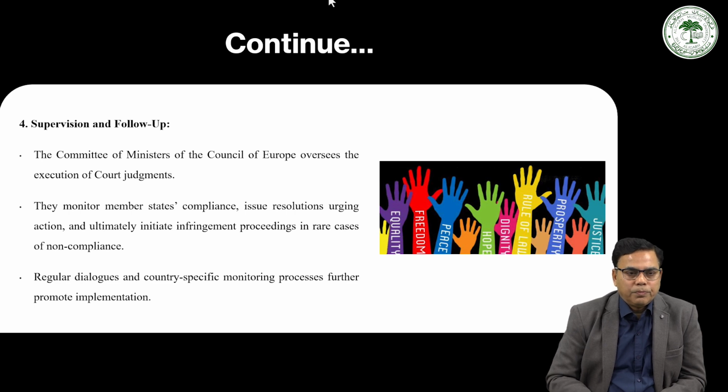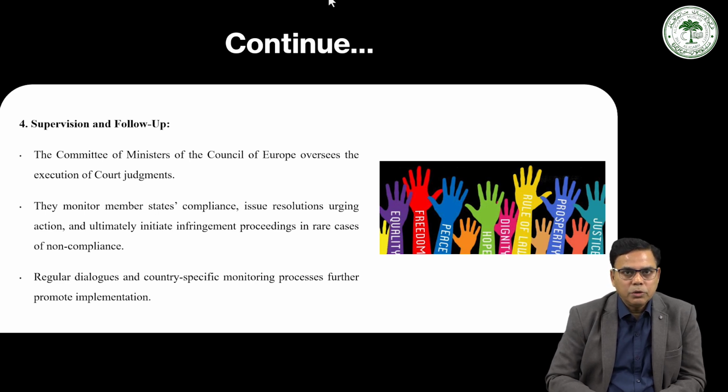Supervision and follow-up. The Committee of Ministers of the Council of Europe oversees the execution of court judgments. So, it is the main executive body to look after, and that is why it sees that the judgments delivered by the European Court of Human Rights are implemented. They monitor member states' compliance, issue resolutions urging action, and ultimately initiate infringement proceedings in rare cases of non-compliance. So you can see how effective the implementation mechanism is.